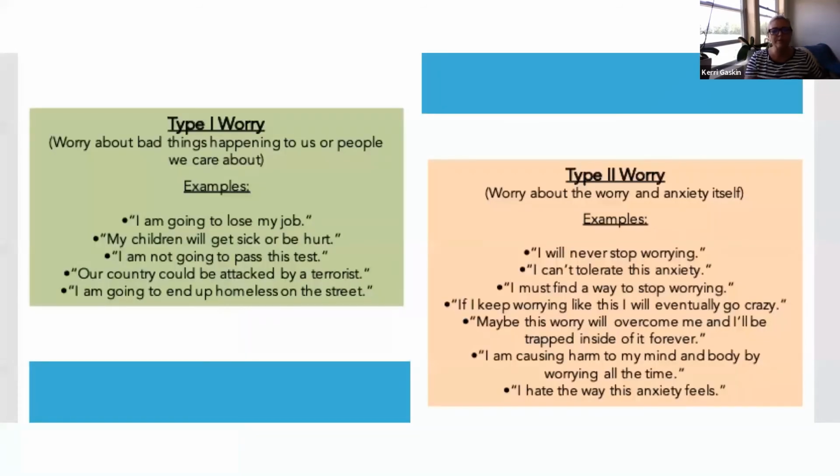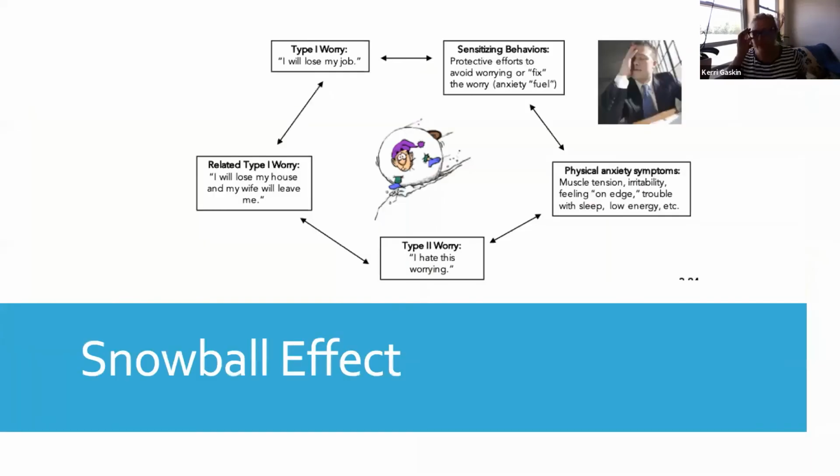So type 1 worry, we worry about bad things happening to us or people we care about. I'm going to lose my job. My children might get sick or hurt. I'm not going to pass the test, et cetera. Type 2 worry will be, I will never stop worrying. I can't tolerate this anxiety. I must find a way to stop worrying. If I keep worrying like this, I'm going to go crazy, and so on. So these are the two different kinds of worry thoughts that are the hallmarks of GAD. And if we remember, we looked at the snowball effect.